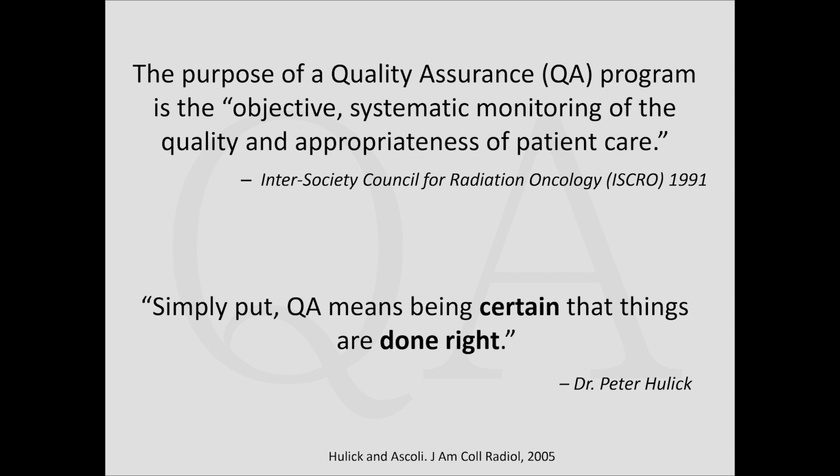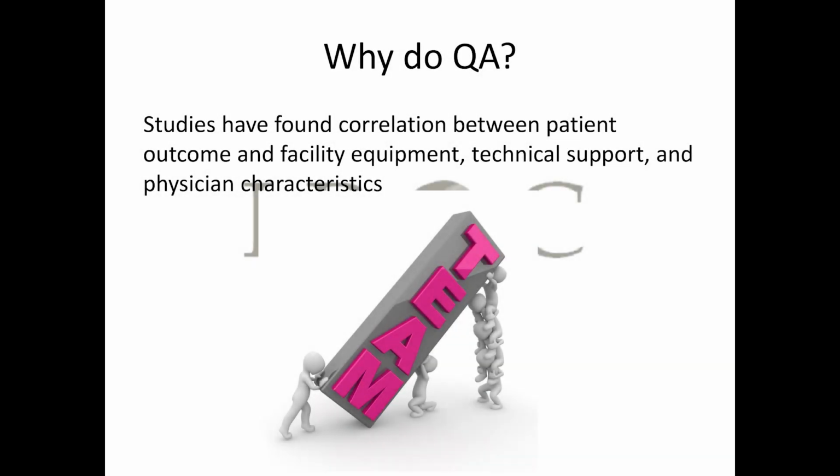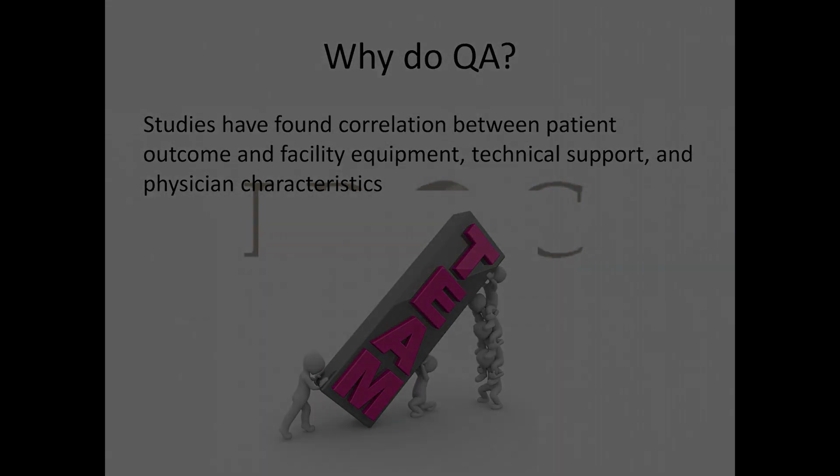Now, there's a couple of quotes on this slide about the purpose of quality assurance. Essentially, it is just a way for you to know that things are being done right in your department. That is the main goal. There's studies out there that show that there's a correlation between the patient outcome and the equipment that the facility has, how much technical support it has, and what the physician characteristics are. So you would think that there would be tests that everybody would run, that everybody would implement, that would make sure that every facility is at the same level, right?